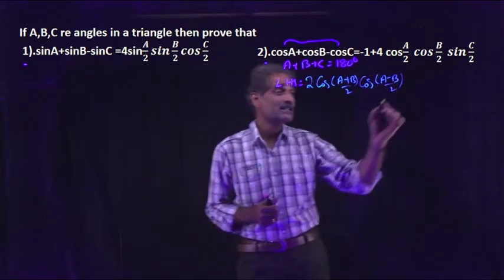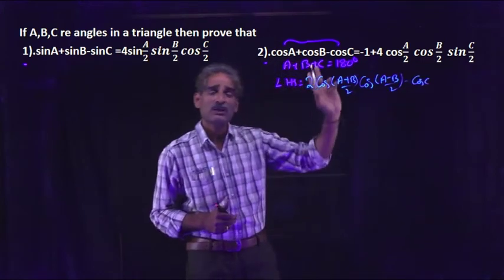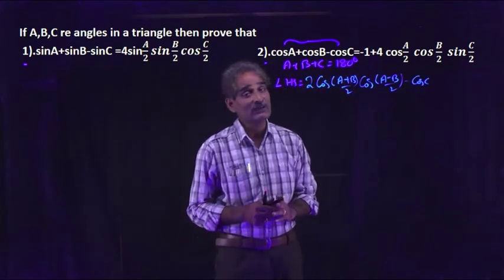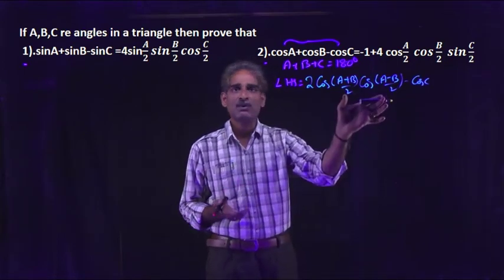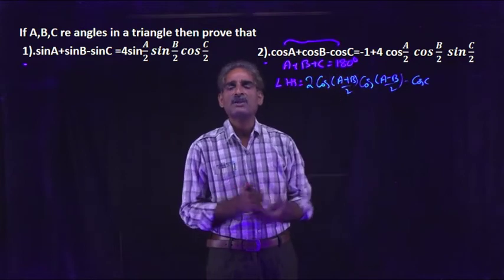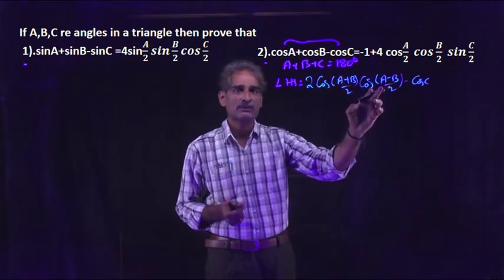Understand? Minus cos C is there. So you leave it. So what about the angles in the required one? A by 2, B by 2, C by 2. Right? But here the compound form is there. We have to change into single form. Here we can't change this angle because we don't know A minus B.